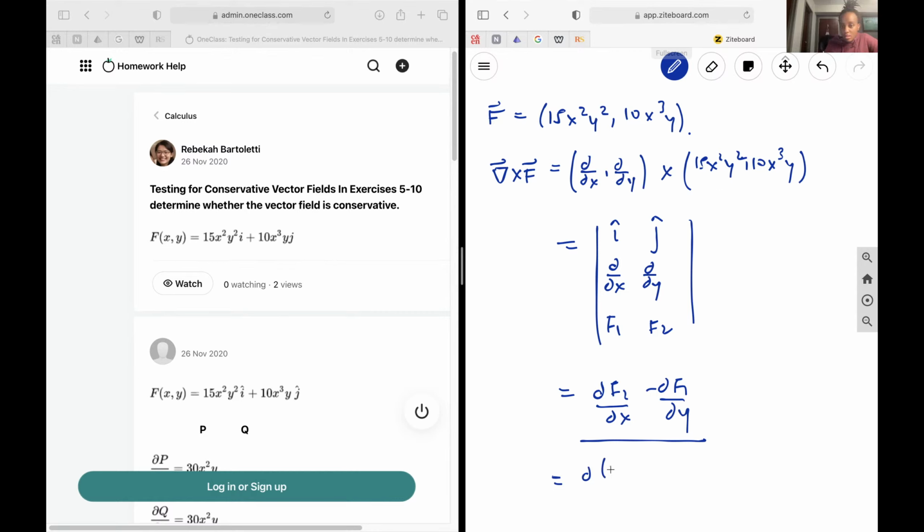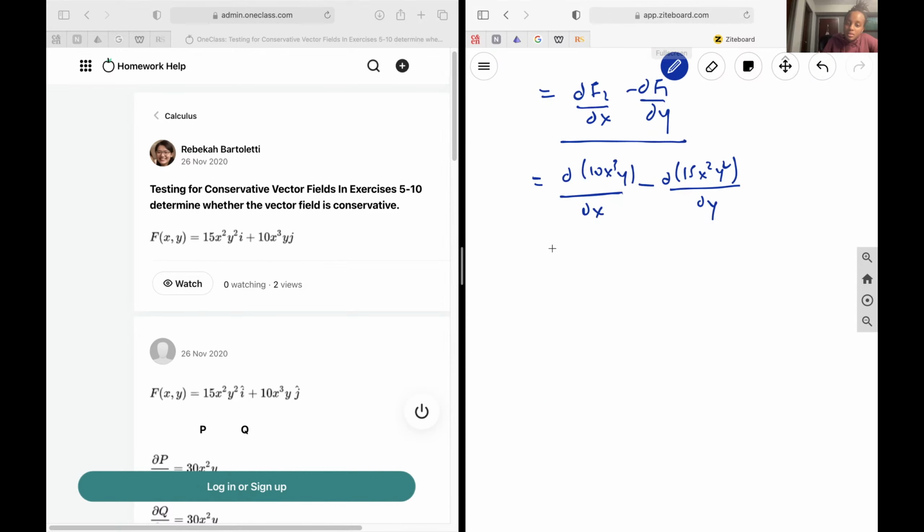So that is d of 10x cubed y over dx minus d of 15x squared y squared over dy. Let's go ahead and find out if that's going to give us a 0. This is going to give us 30x squared y minus the derivative of this with respect to y, which is 30x squared y. And that's going to give me 0. And so obviously my curl is equal to 0, and so it is a conservative vector field.